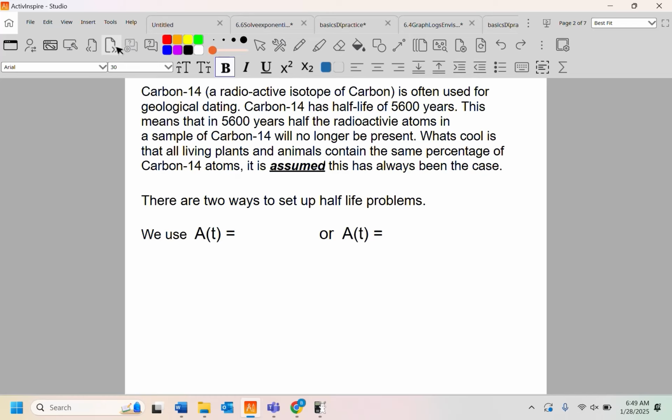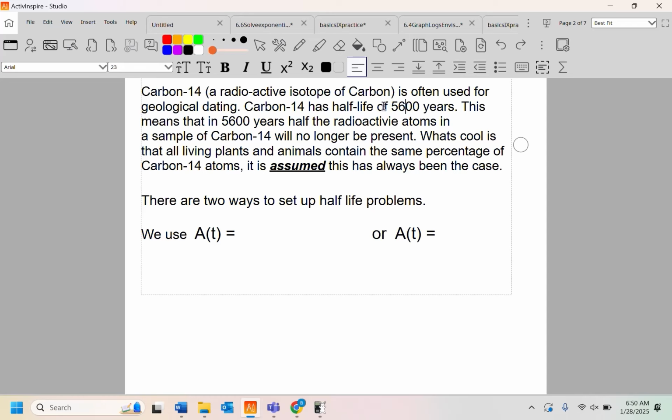All right, carbon-14, a radioactive isotope of carbon, is often used for geological dating. I've seen some textbooks say it's 5,700 years and some say it's 5,600 years, which just makes the conspiracy theorists and me doubt it even more. But anyways, it has a half-life of 5,600 years. This means that in 5,600 years, half the radioactive atoms in a sample of carbon-14 will no longer be present.